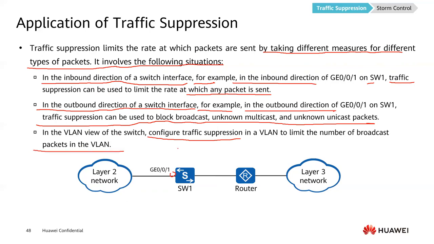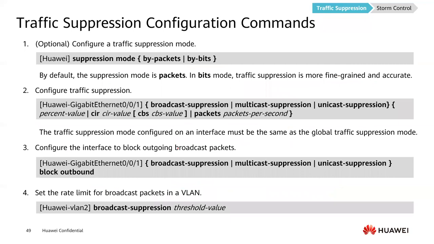It means you can use these functions depending on your situation and your requirements. So let's look at how to configure it. The configuration is simple. First, you need to configure how to calculate the packets. You can calculate by packet or by bits. Then you need to configure the traffic suppression, either in the VLAN view or the interface view. In the view, you need to set different packet types.